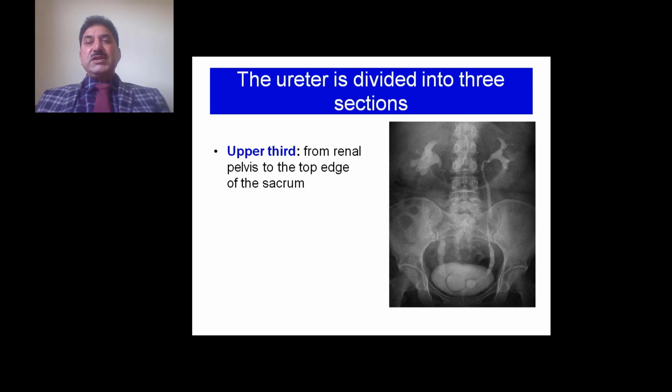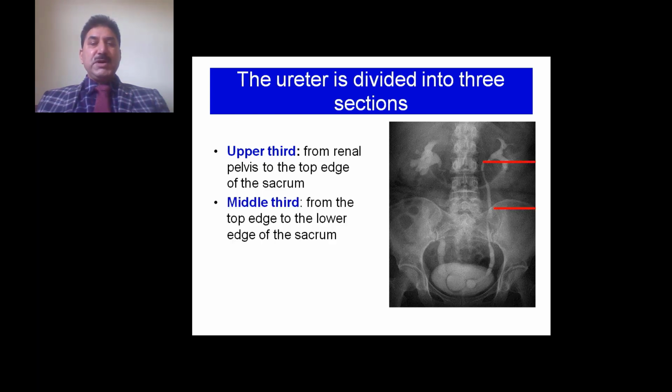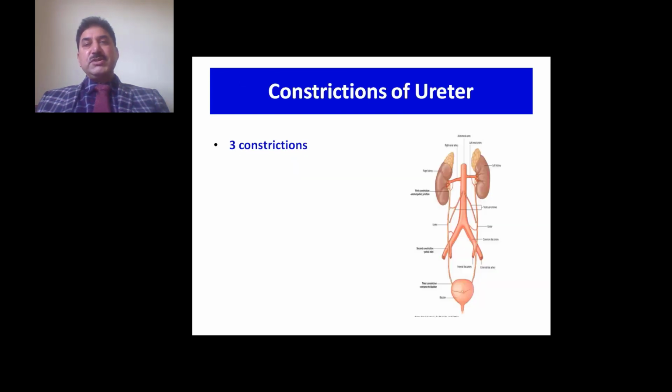The ureter is divided into 3 sections. What are the 3 sections of the ureter? Ureter is divided into upper third from renal pelvis to the top edge of the sacrum, middle third from top edge to the lower edge of the sacrum, and distal third from lower edge of the sacrum to the urinary bladder, as shown in this diagram.